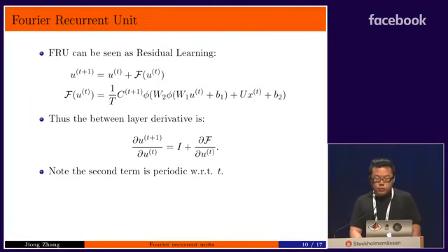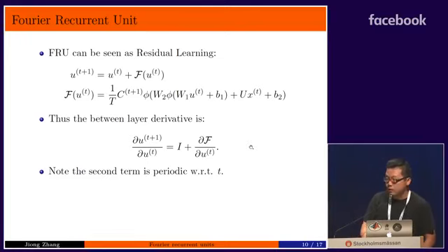The FRU can be written as a residual learning form, and thus the between layer derivative can be written as identity plus something. But this something is periodic along the temporal dimension. So if you multiply a lot of these between layer derivatives together, then you will be oscillating around 1. So it's 1 plus something and 1 minus something.